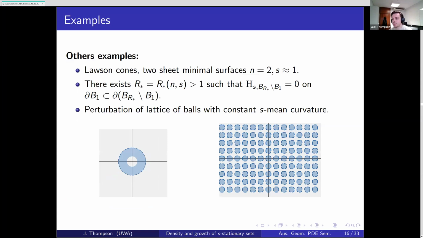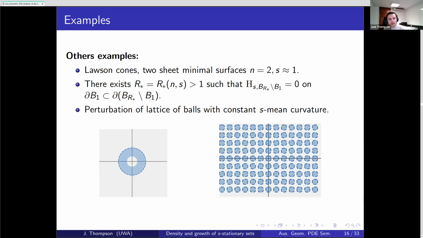And finally, there are some other examples that I'm not going to get into, some examples of cones and 2-sheet minimal surfaces, again when n equals 2, s close to 1. This was in the same paper of Davila, Del Pino, and Wei. There's an example where, if I have an annulus, I can choose the outer radius in such a way that the curvature of the inner boundary is 0. Which is a super non-intuitive result. Nothing like that exists in the local scenario.